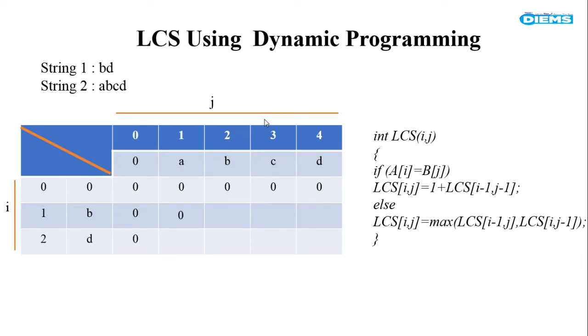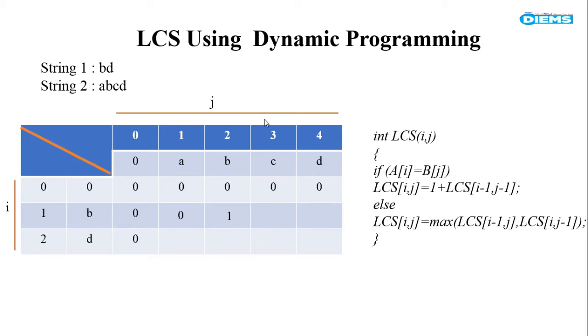Now compare the B from the second string with the B in the first string. Now see, both are matching, so it will not go into the else part. It will do 1 plus LCS(i-1, j-1). What is the value of i? The i value is 1. What is the value of j? It is 2. So it will be 1 minus 1, which is 0, and 2 minus 1, which is 1. So it will look at position 0 and 1. What is the value present there? This is 0. So it will return 1 plus 0, so here the value will be 1.